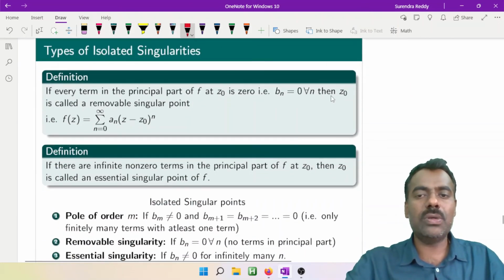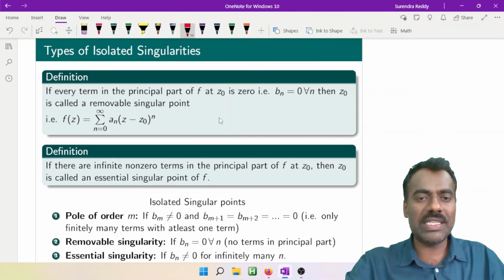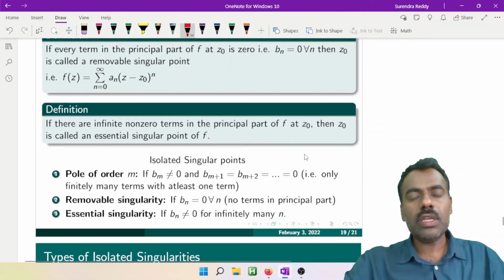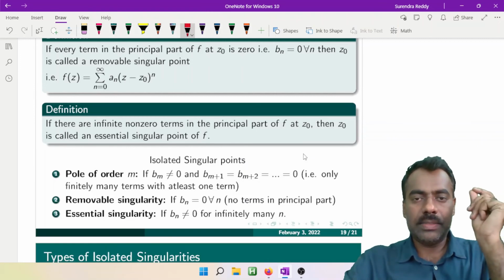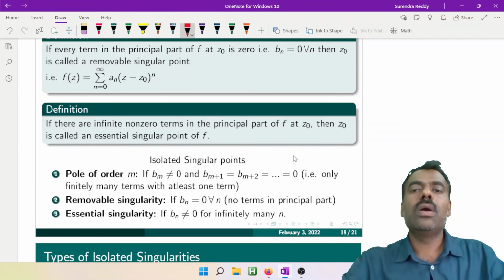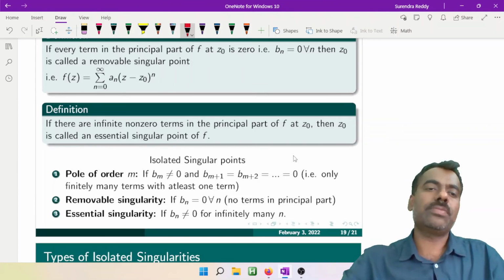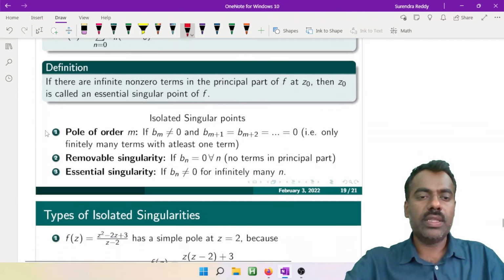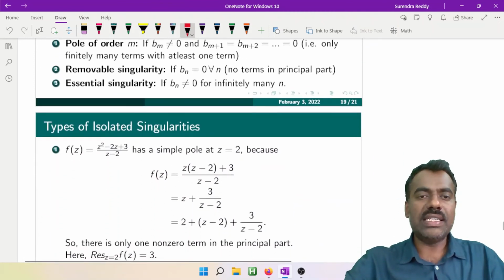If bn is equal to 0 for all n, then we say it is a removable singularity. That means that point is a removable singularity, and your expansion looks like Taylor's expansion, with no negative powers of z. These three cases are there. You can quickly see examples.